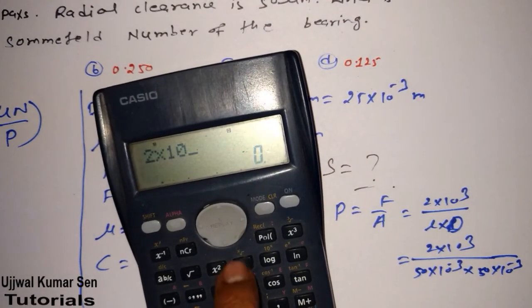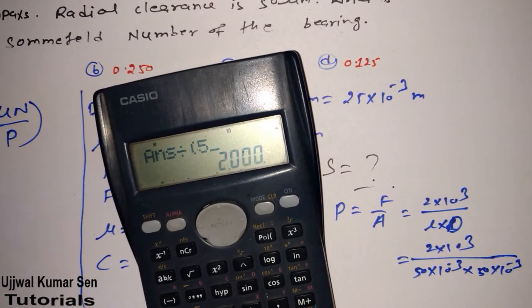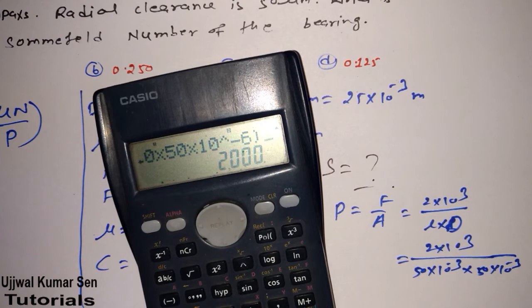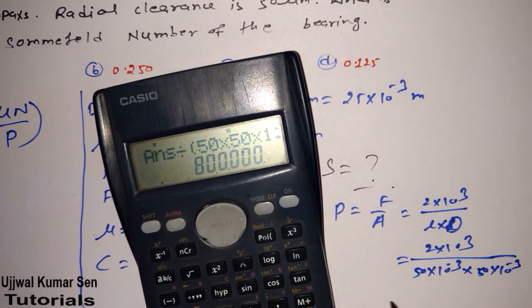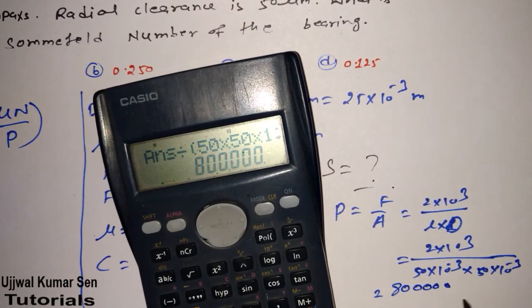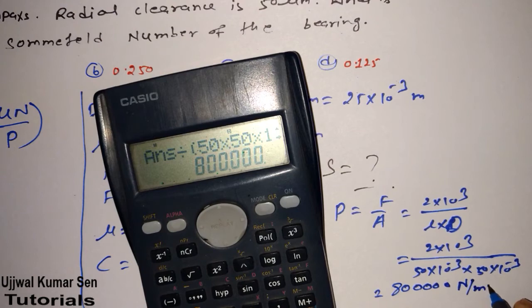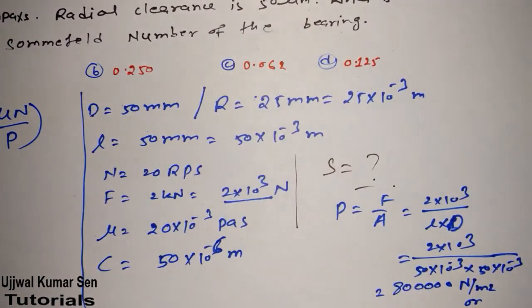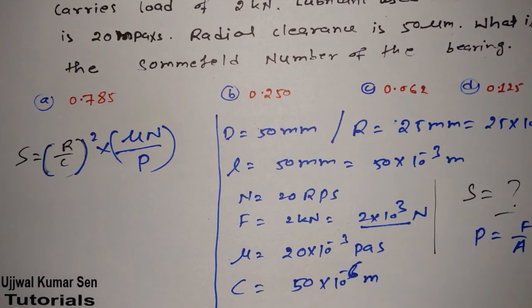So 2 multiplied by 10 to the power 3 divided by 50 multiplied by 50 into 10 to the power minus 6, because 10 to the power minus 3 is there, and another 10 to the power minus 3 is also there. So we'll do it like this. What we got here is 8 lakh Pascal, Newton per meter square or Pascal. What we got is the pressure. This bearing pressure is 8 lakh Pascal, right? From the data they have given, from this data only you can find out the bearing pressure.